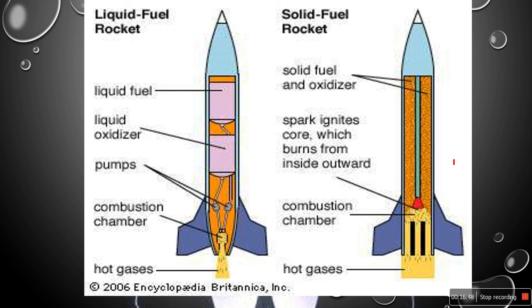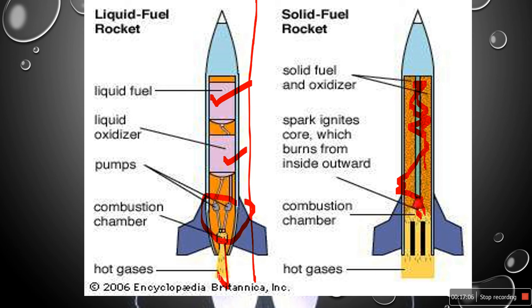That is the comparison between the liquid propellant and the solid propellant. In the solid propellant, there is one igniter, and these are the granules, a combination of fuel and oxygen. And there is the liquid fuel tank and the liquid oxidizer. They come in contact, burn, and produce thrust.